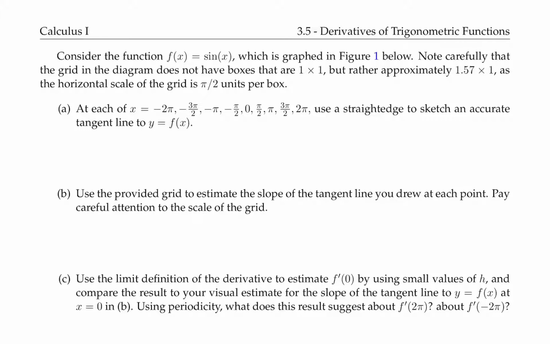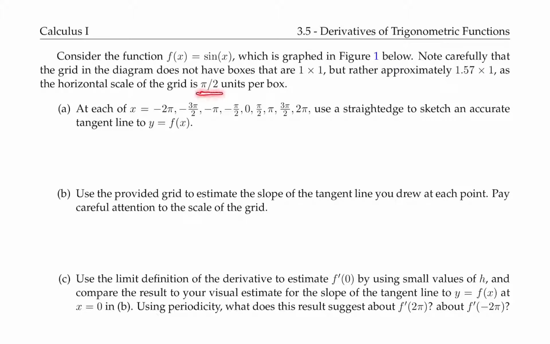In this video, we're going to look at the graph of f of x equals sine of x, and we're going to start thinking about what the derivative to that function might be. So I'll show you the picture of sine x, but I want you to be careful about this scale because, as it says here, the diagram does not have boxes that are 1 by 1. In fact, they're approximately 1.57 by 1, because the horizontal scale of the grid is pi over 2 units, because we're dealing with trig functions.